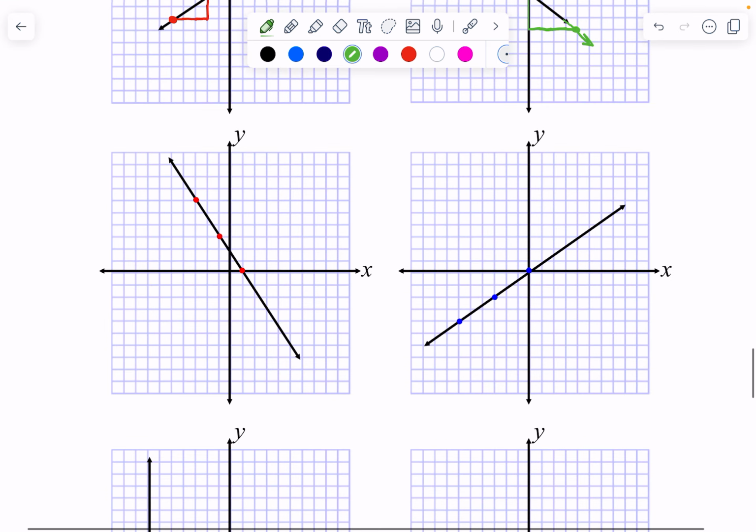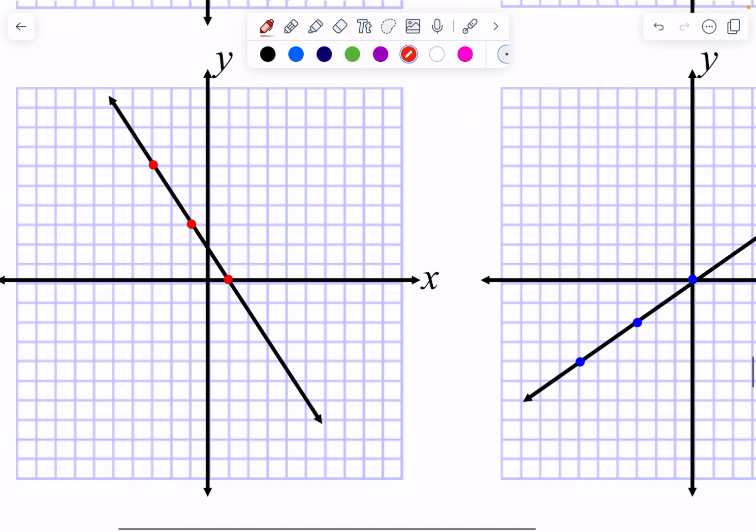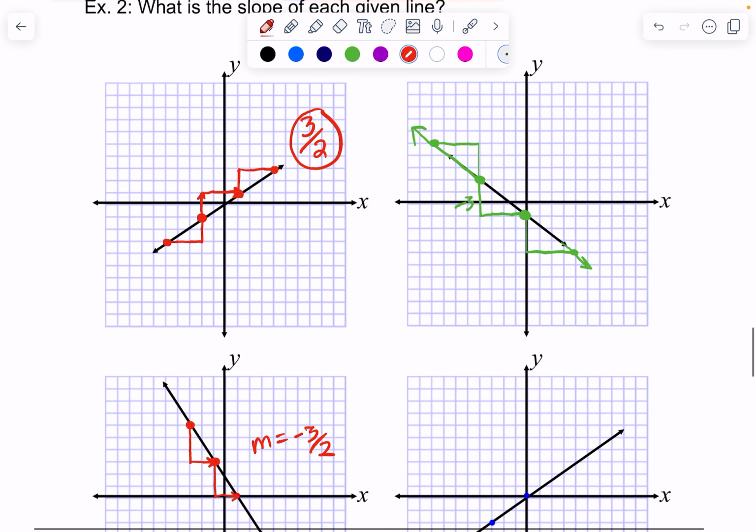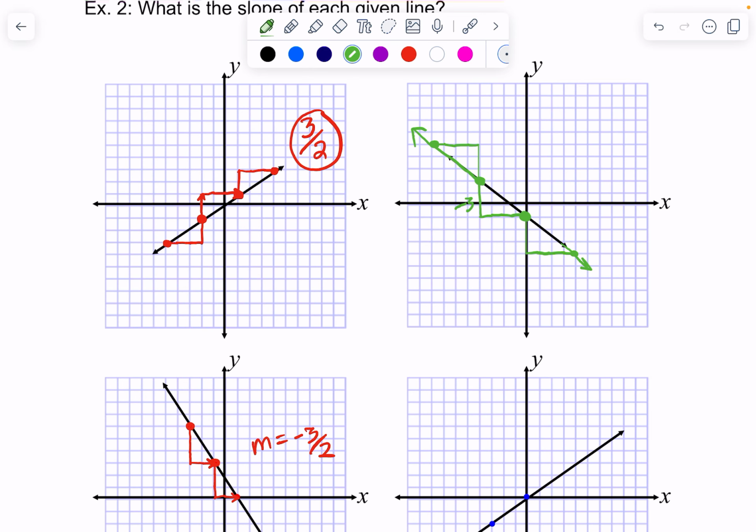All right, how about this one? We're going to start here at any point we want. I want to start here at this one, and I'm going to my next point here. So I'm going down 1, 2, 3 over 1, 2 to the right, 1, 2, 3 over 1, 2 to the right. So my slope here would be -3/2. And I think I forgot to write this slope. This was -3 over 4.